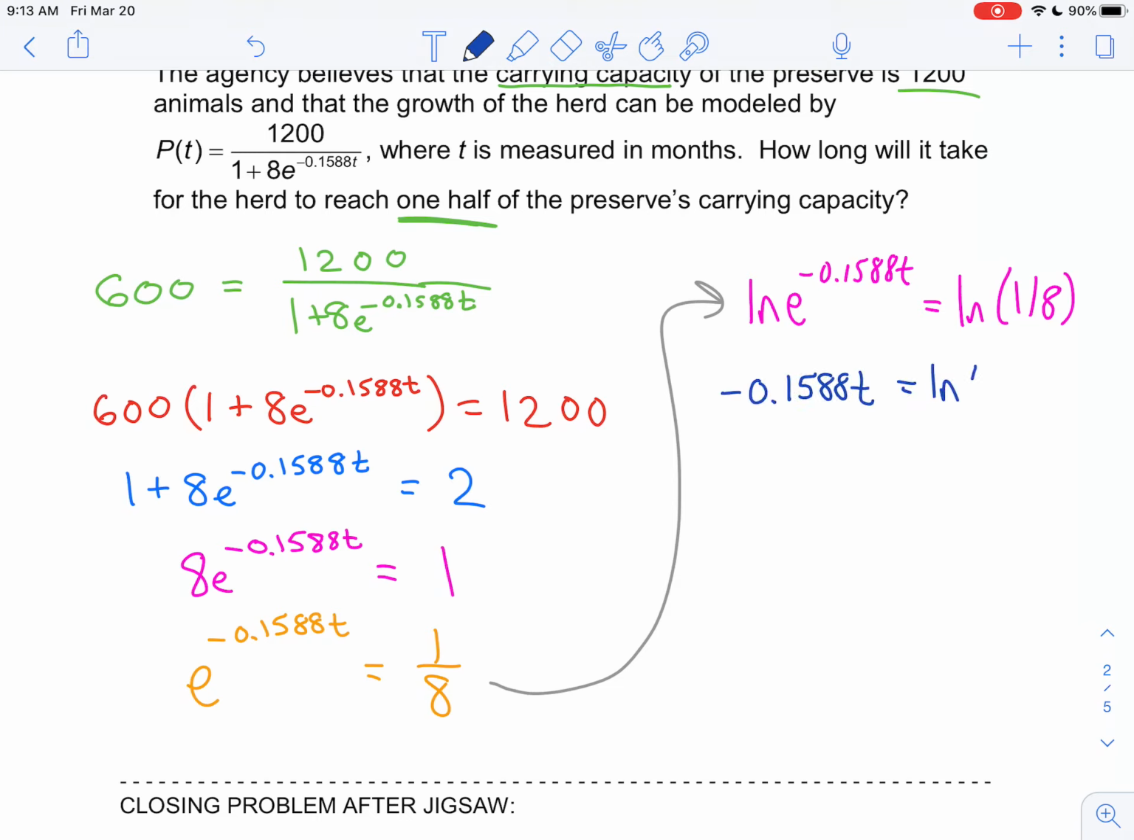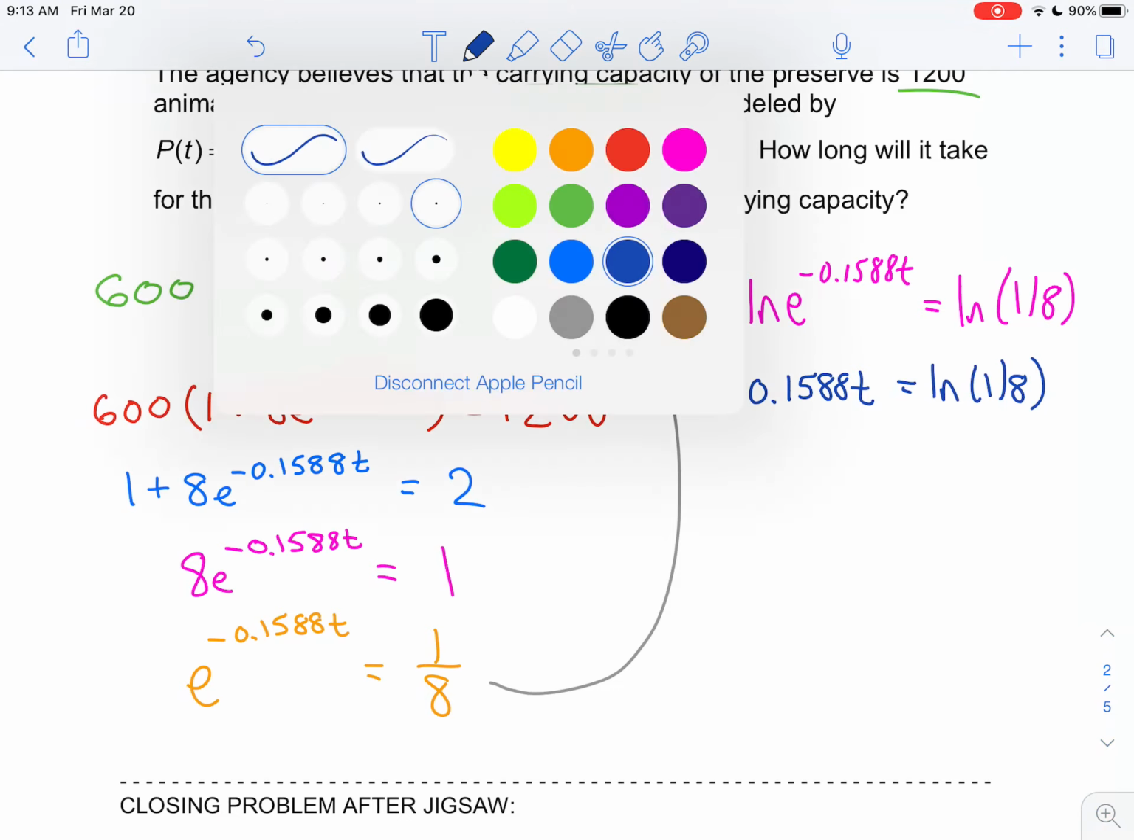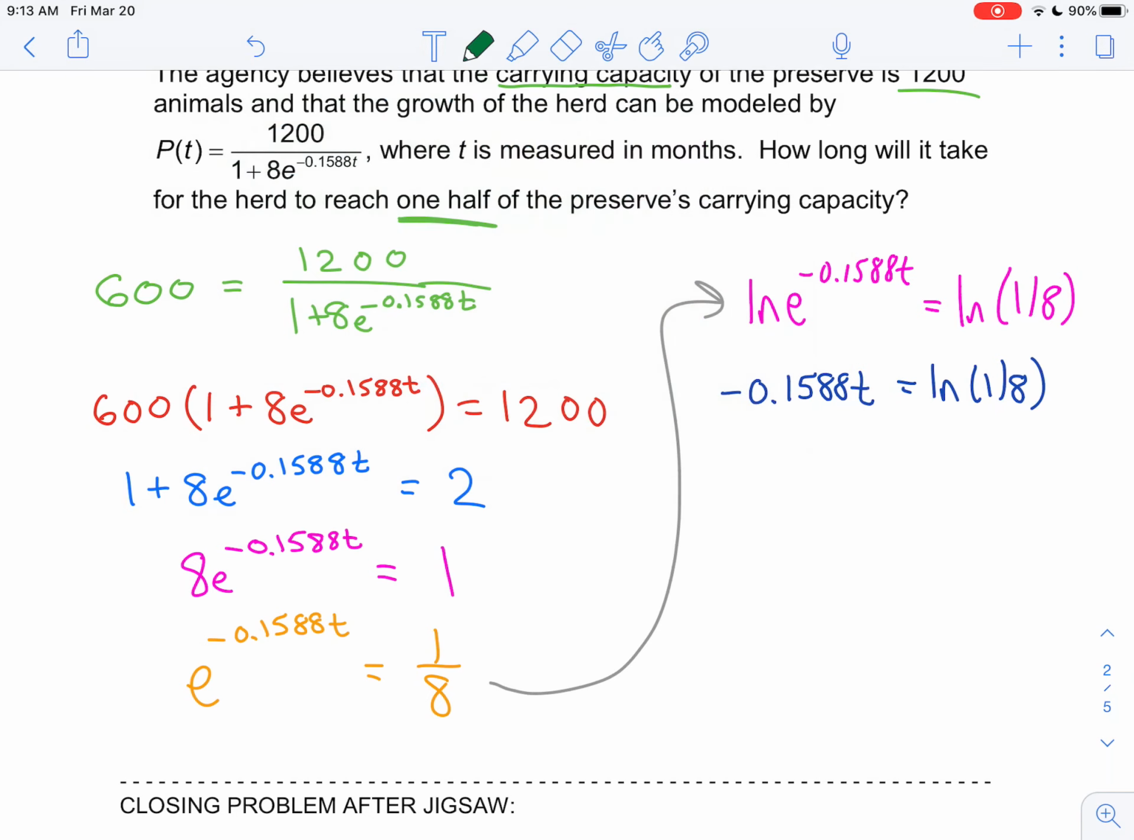So we're getting super close. That's awesome. All right. And our last step is to divide by that funky decimal that's been bothering us every step here. So the time is the natural log of 1/8 divided by that decimal, 0.1588. Now, that's the perfect answer.